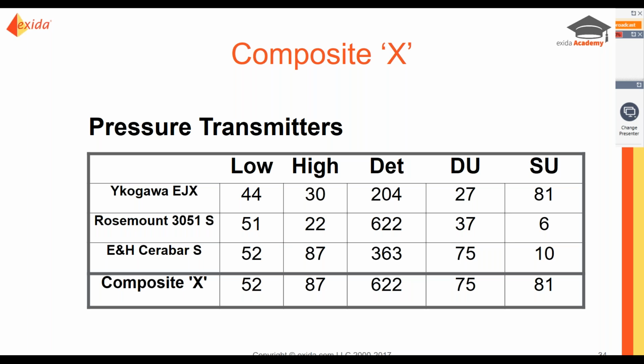For each one, say you have 2 options or 4 options, I just picked 3. You take your most conservative number. So for example, for low, we have 44, 51, and 52. So for my composite, I'm going to say my low failure rate is 52. For high, I picked 87. For the detected, 622. For the dangerous undetected, 75. And the safe undetected, 81.